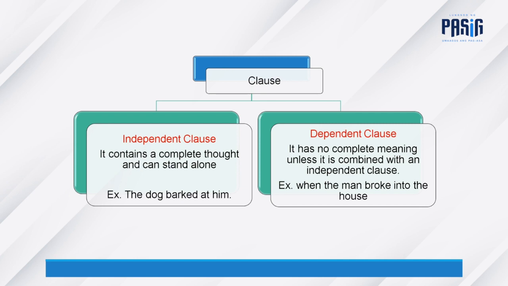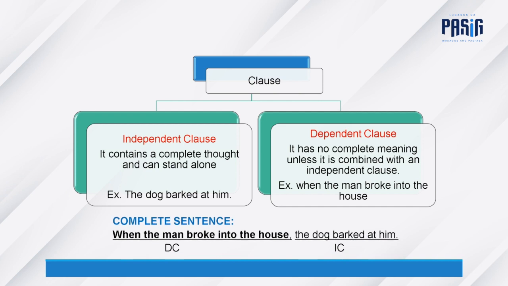Example: when the man broke into the house. While the independent clause could be used by itself as a complete sentence, the subordinate clause could not. For it to be correct, it would need to be paired with another clause. Let us combine the two examples to make it a complete sentence. When the man broke into the house, the dog barked at him. That sounds much better, right?